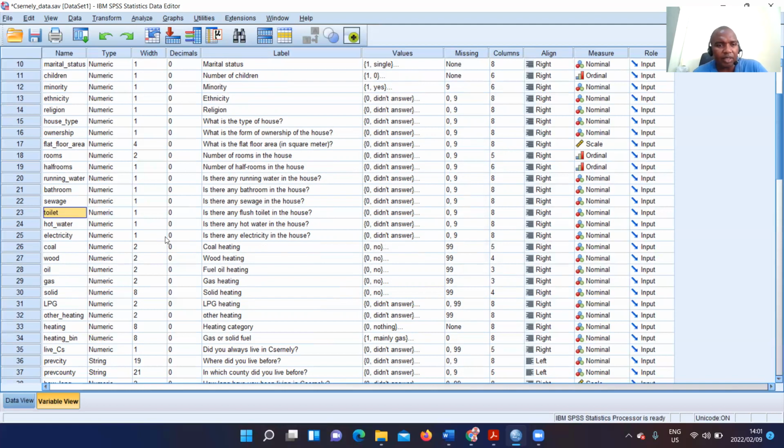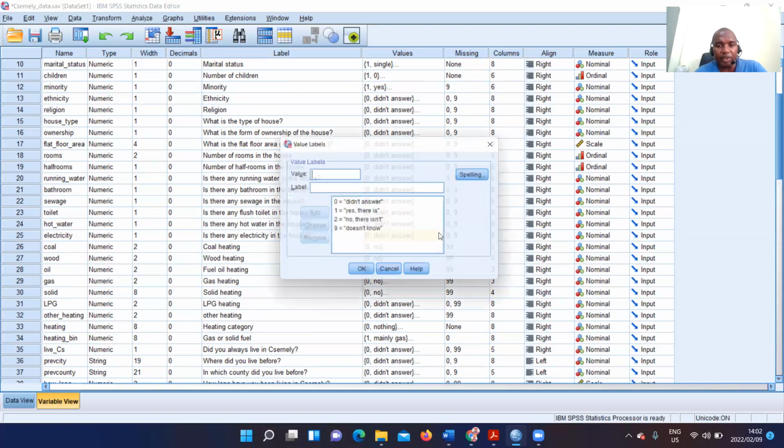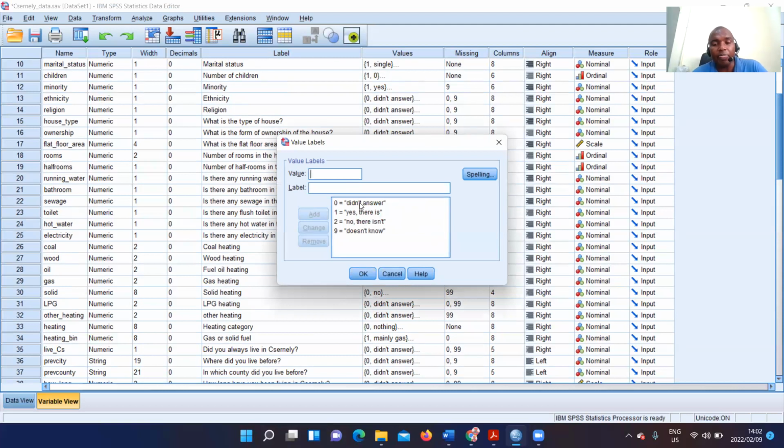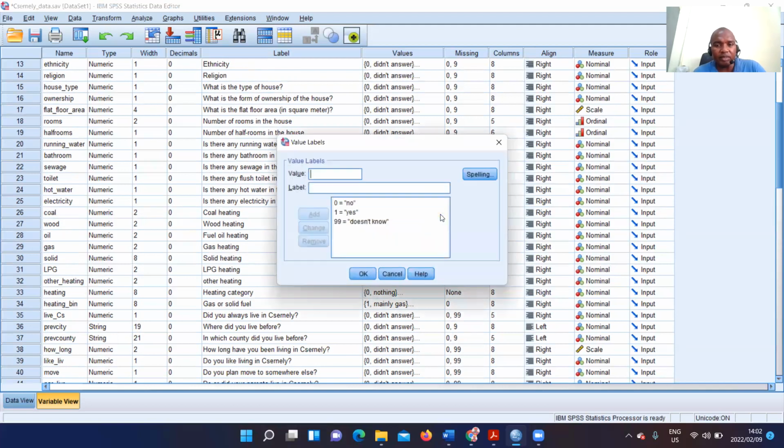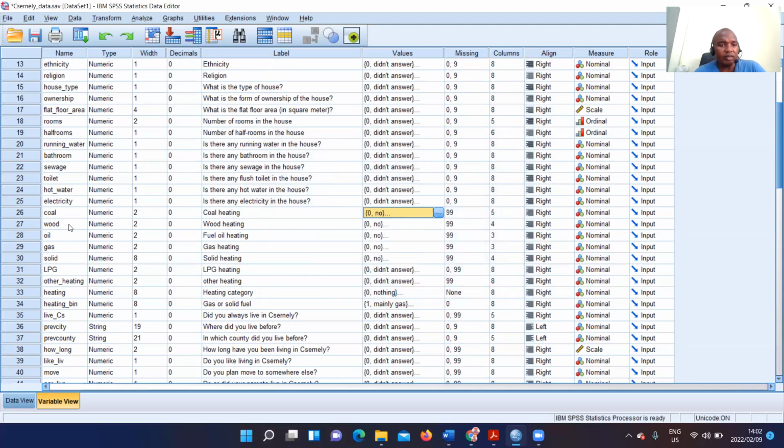The options are appearing, just like what we saw for the preceding facilities. And then water, is there any water in the house? Electricity, is there any electricity? The responses are basically quoted the same way, with 0 being didn't answer, 1 being yes, there is, 2 being no, there isn't, 9 being doesn't know. And then coal heating, with 0 being no, 1 being yes, 9 being doesn't know.